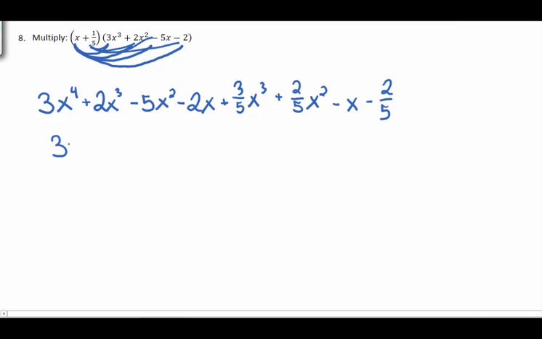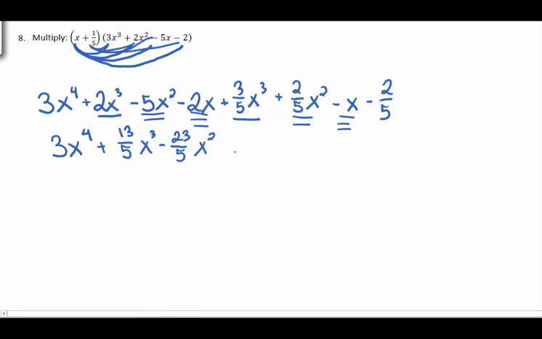Now we should combine like terms. There's only 1x to the 4th, but I have a 2x cubed plus a 3/5 x cubed, which is 13 over 5x cubed. I have a negative 5x squared and a 2/5 x squared, which is negative 23 over 5x squared. Negative 2x minus x is negative 3x, and then minus 2/5.